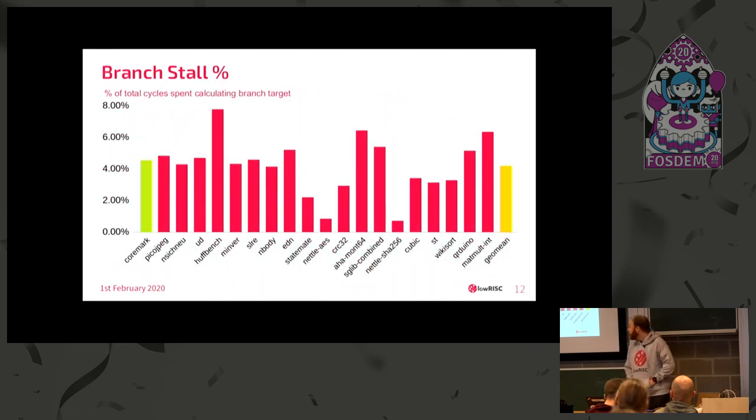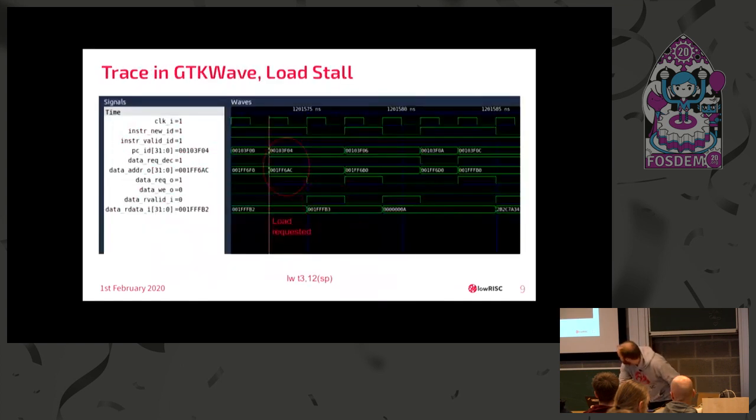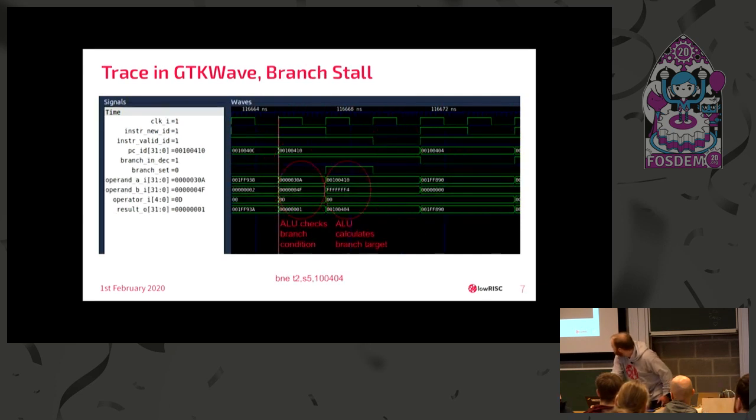So this first graph here, on the x-axis, you can see the various benchmarks. On the far left is CoreMark. On the far right is a geometric mean of all of these numbers. And in the middle is the Embench benchmarking suite. And what we have here is the percentage of total cycles spent calculating the branch target. So if we go back here, that second red circle there, this is the percentage of total cycles we're basically spending doing that red circle.